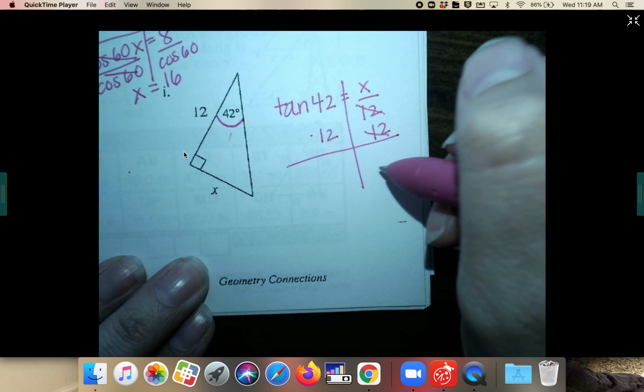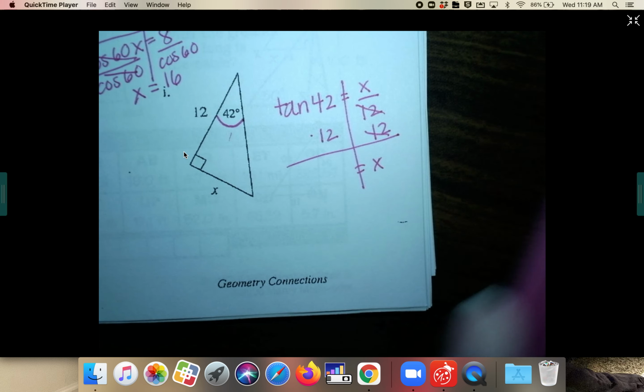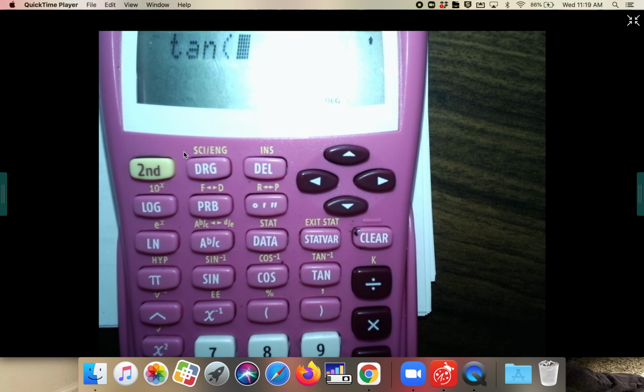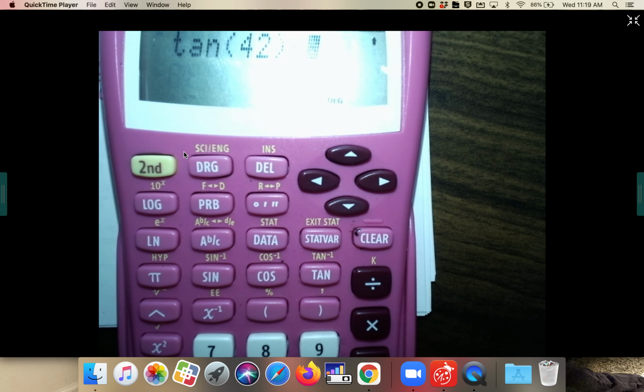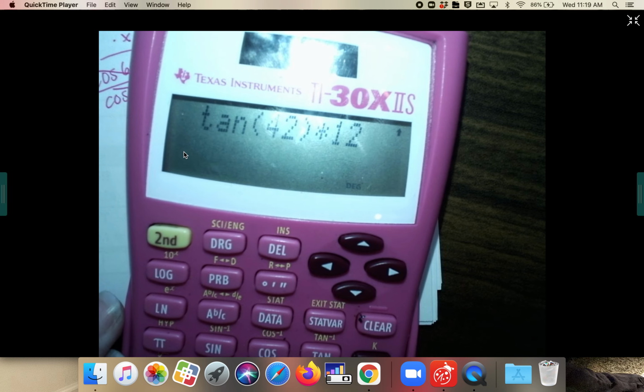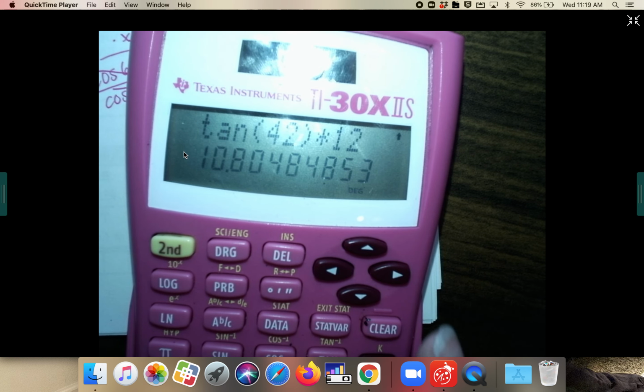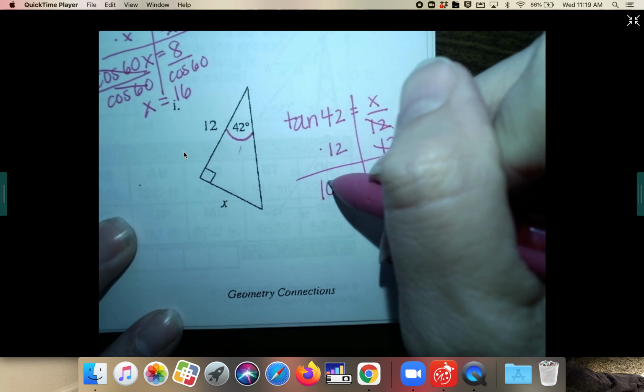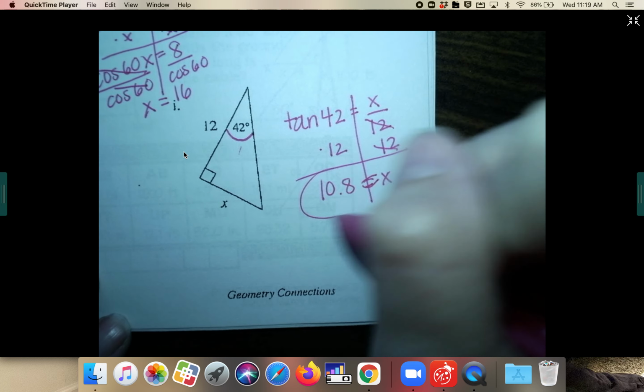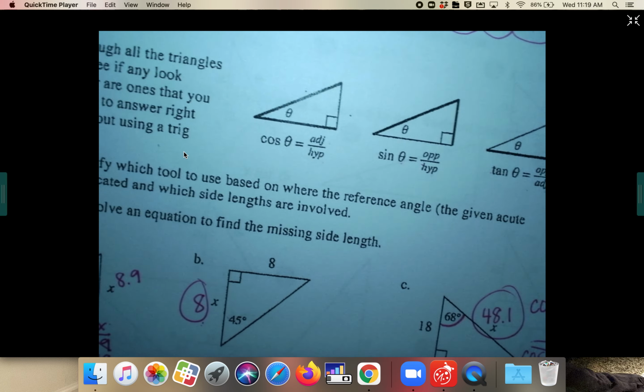And we'll just key that into our calculator. So tangent of 42 times 12 equals about 10.8. So about 10.8. Okay, last thing I want you guys to look at is turn the page.